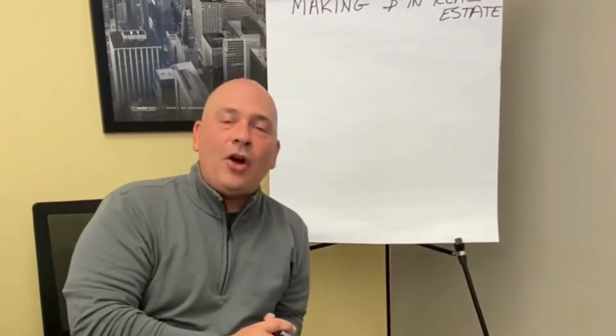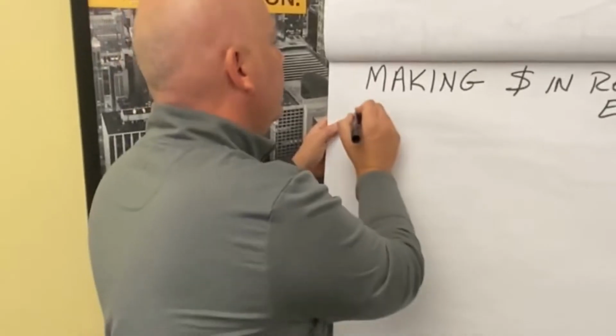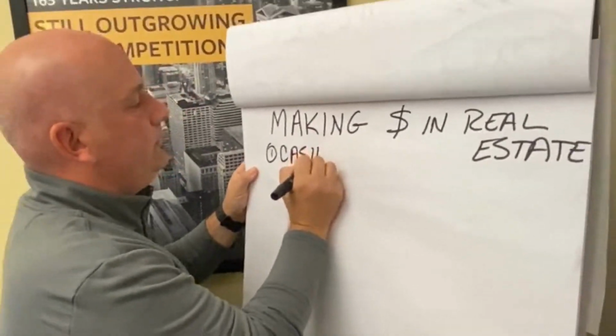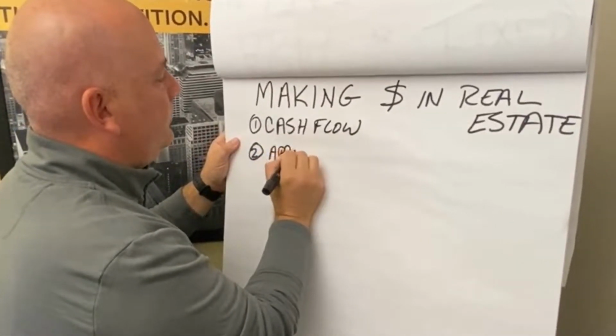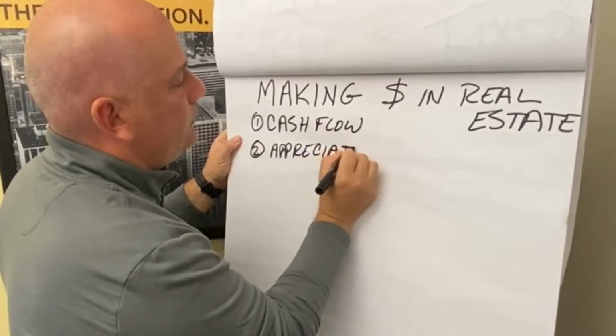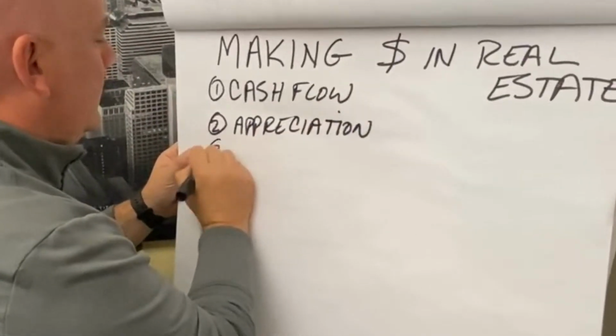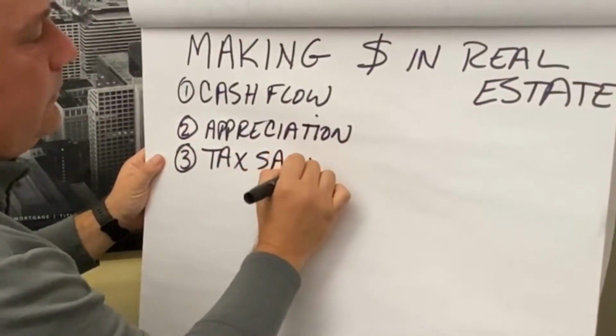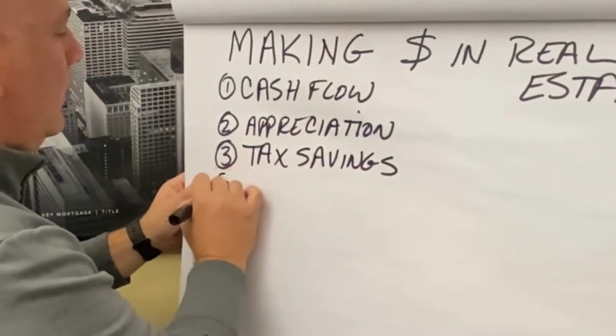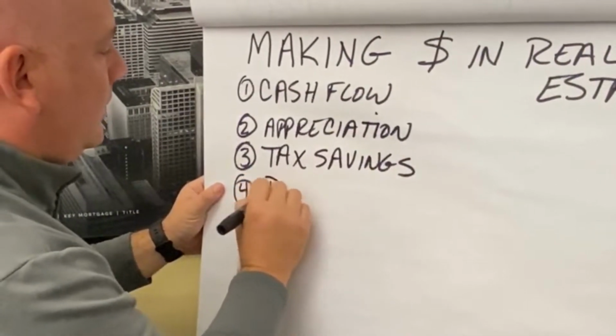Today we're going to talk about making money in real estate and all the different ways you can do that, and how we calculate cash-on-cash return for your investment properties. The first thing you have to understand is that there are four basic ways that you make money in real estate. Number one is cash flow. Number two is appreciation. Number three is tax savings. And number four is principal write-down.